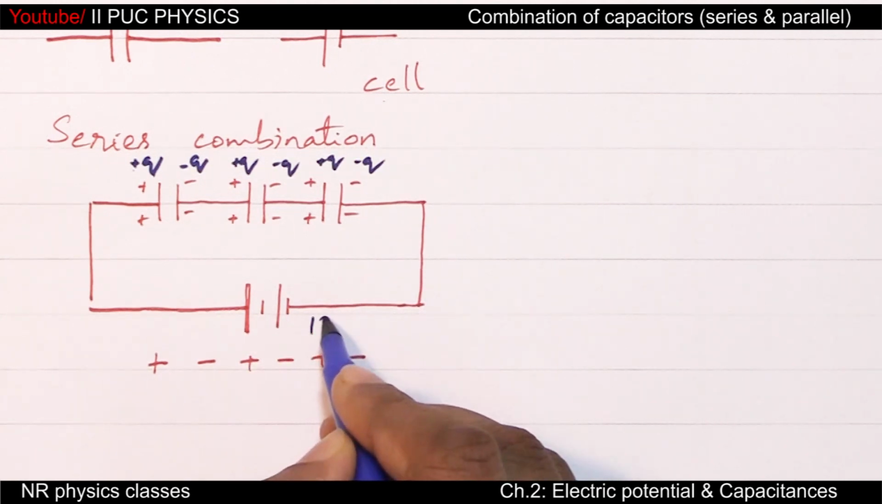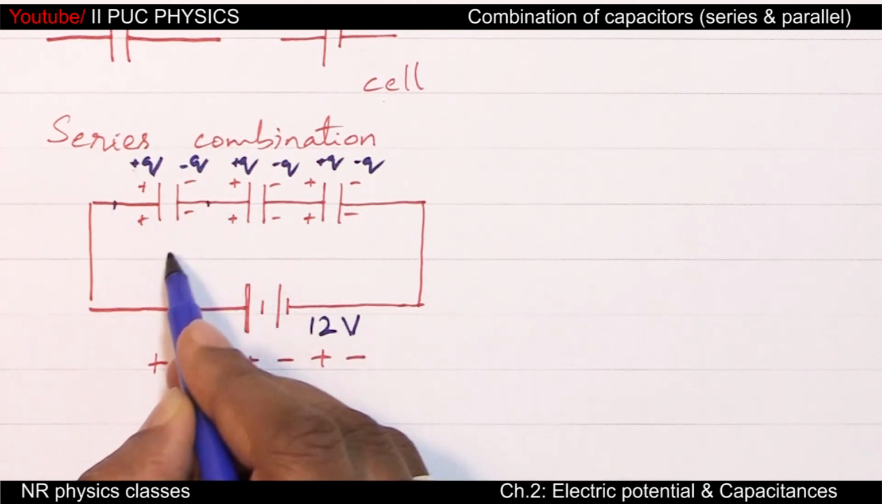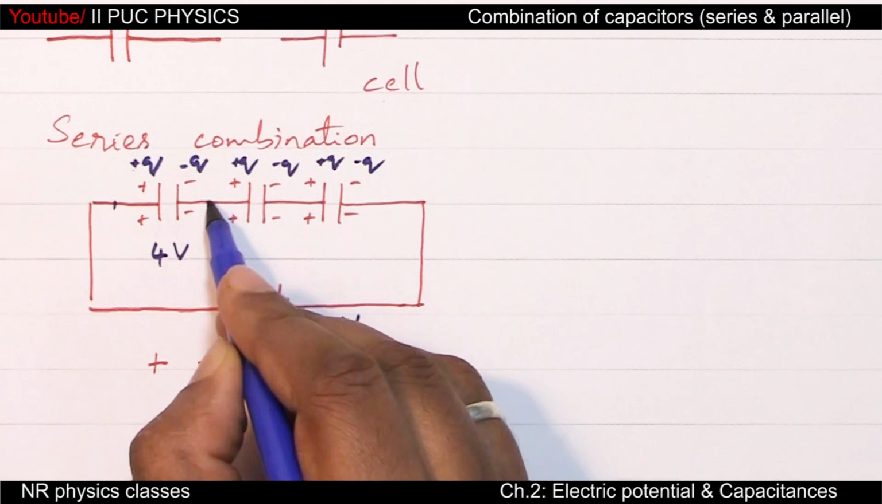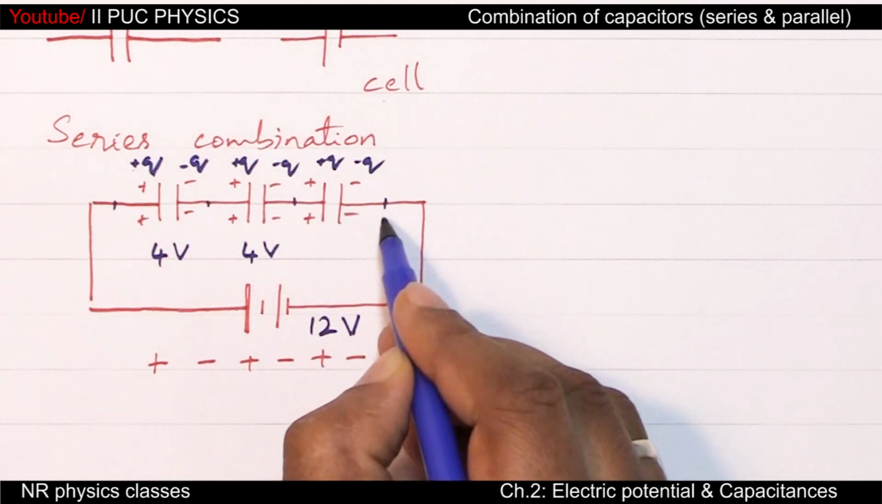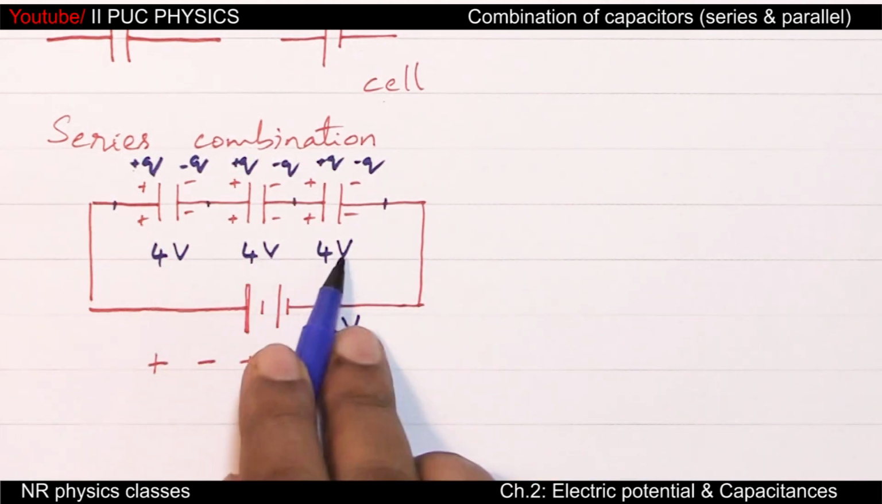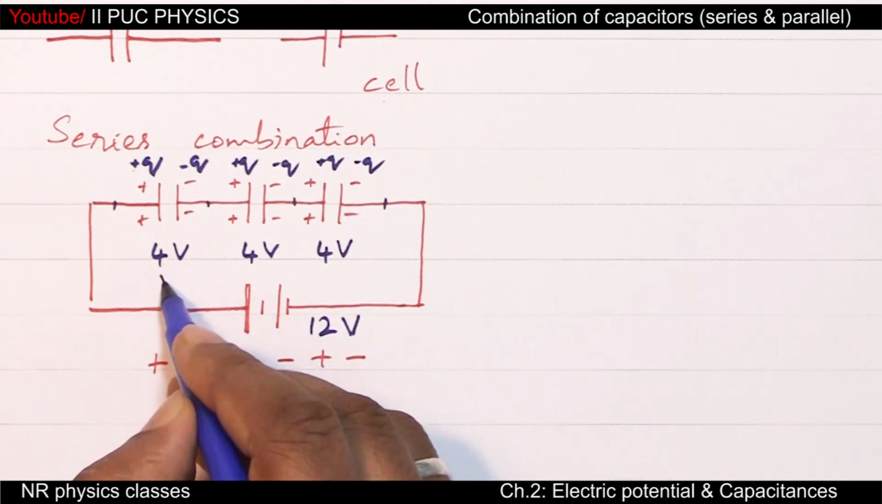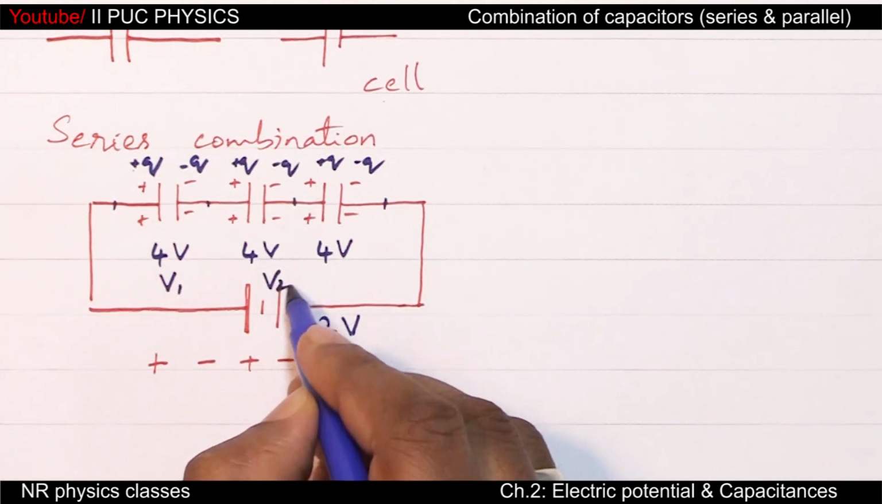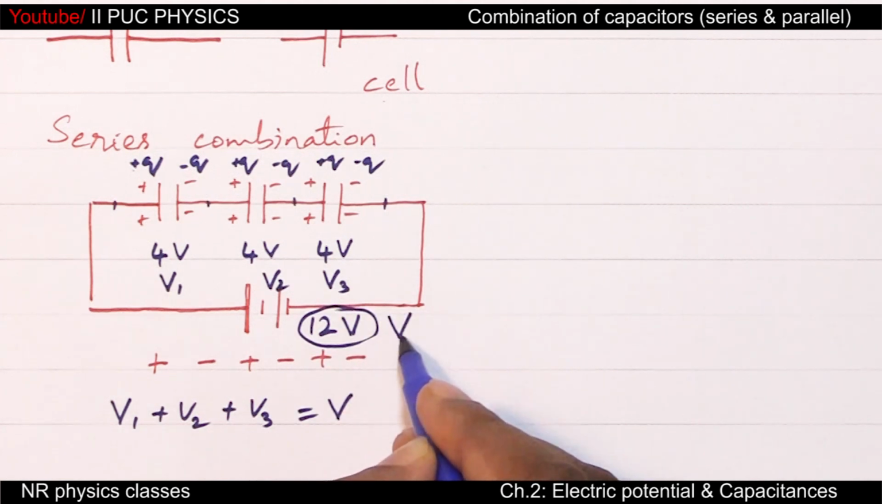If this is 12 volt, then the potential difference across the first capacitor is 4 volt, across the second capacitor is 4 volt, and across the third capacitor is 4 volt. So the sum of these three voltages is equal to the applied voltage. If these are denoted by V1, V2 and V3, then V1 plus V2 plus V3 is equal to the applied voltage. Let this voltage be V.